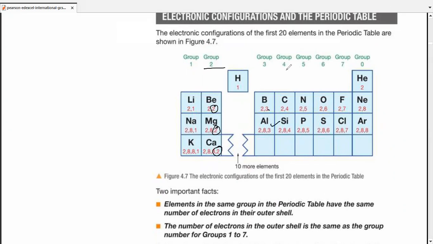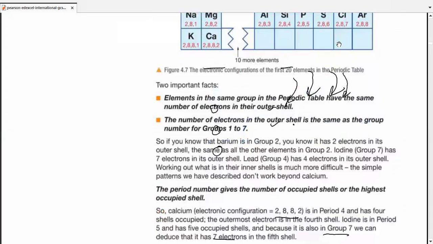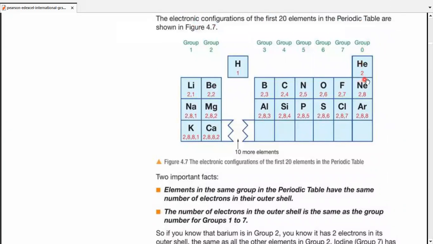Group 3 has 3 electrons in its outermost shell. Group 4 has 4 electrons in its outermost shell. Group 5 has 5, 6 has 6, 7 has 7. That's why we number these groups 1 to 7, because this is the number of electrons they have in their outermost shells. However, you would see that we use a different number for group 8, and that is 0, although this has 8 electrons in its outermost shell. Take a look. This one has 8 electrons, but this one is an exception to this group.